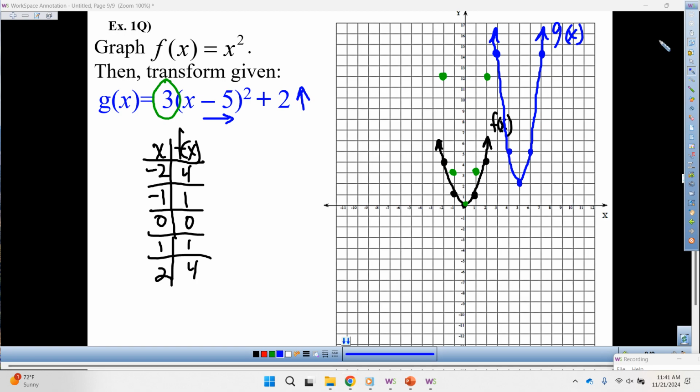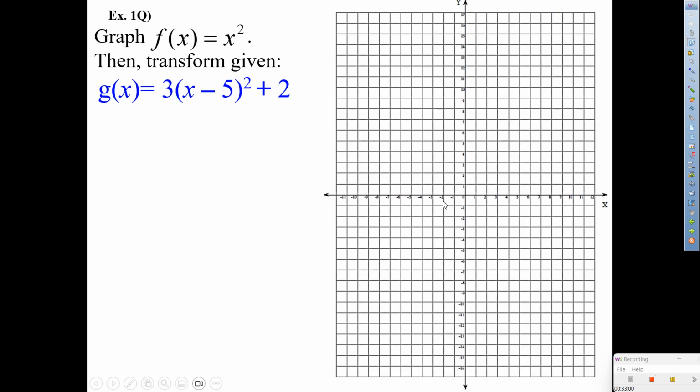Turn your paper over, next graph paper, copy this. Example 1 super Q. And it reads, graph f of x equals x squared, then transform given g of x equals 2 times (x plus 3) squared, minus 7. All right, I'm going to give you a head start for this one. See if you can do this one completely by yourself. It's very similar to the one we just did, okay?